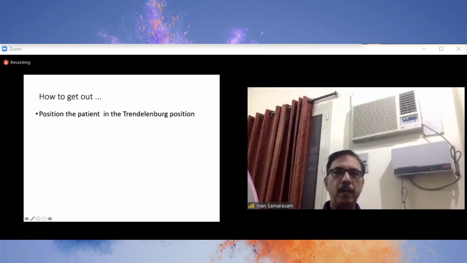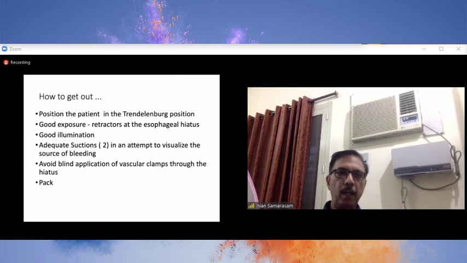And how to get out if there is bleeding when you do an open esophagectomy. You can put the patient in Trendelenburg position. Good exposure and illumination are important, as with any bleeding. Avoid blind application of vascular clamps. And the magic thing is to pack. You need to be able to pack quickly.